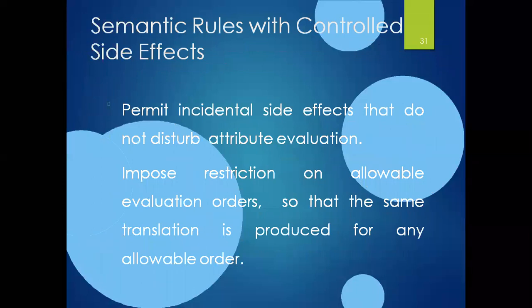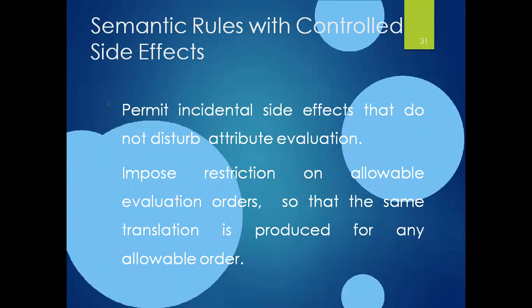Here we are having the control side effects. One is to permit the incidental side effects that do not disturb the attribute evaluation. And the next one is whatever restrictions are allowable for the evaluation orders. The same translation is produced for any allowable order, right? So we need to use the same restrictions for evaluating any type of translation order.